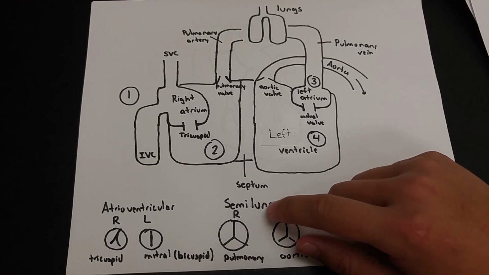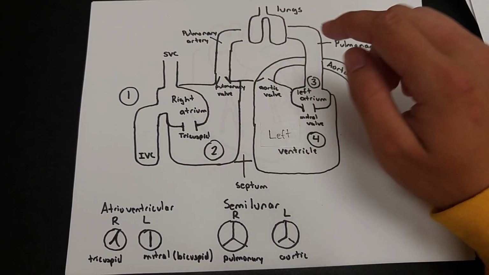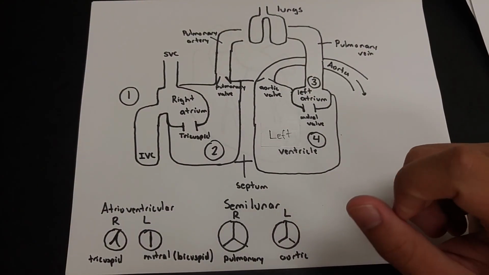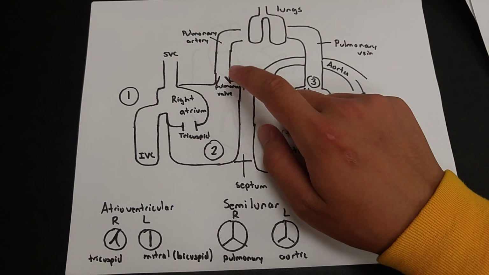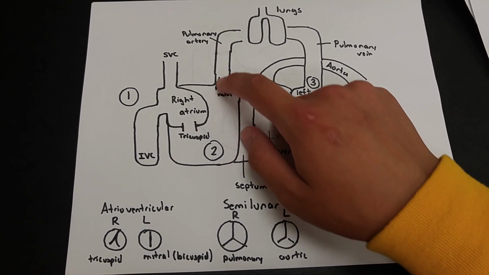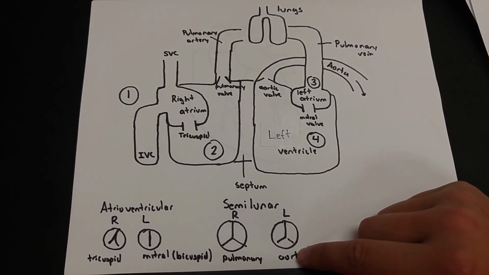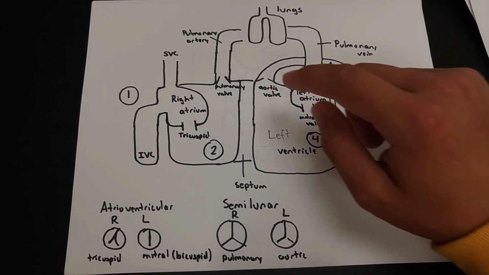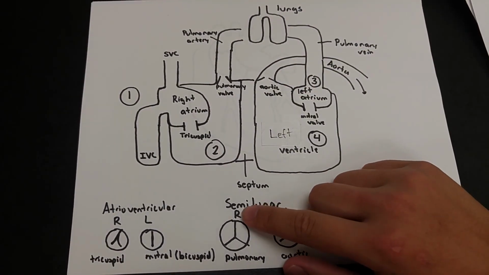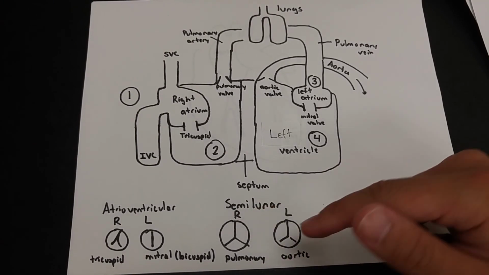And then we have the semilunar valves, which are between the ventricles and either the pulmonary artery or the aorta. On the right side, we have the pulmonary valve, which goes from the right ventricle to the pulmonary artery. And on the left side, we have the aortic valve, which is between the left ventricle and the aorta. It's called semilunar because semi means half and lunar means moon, because somehow it looks like a half moon.